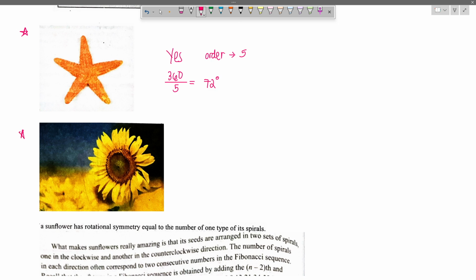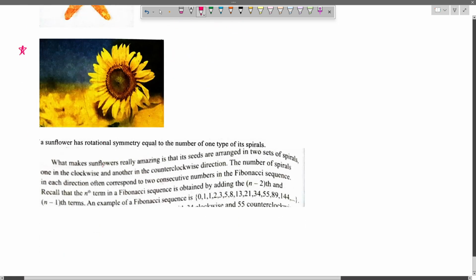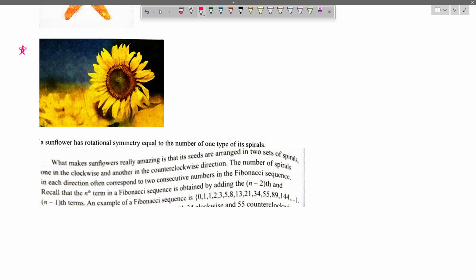Next, we have a sunflower. A sunflower is a very popular flower, especially when we're talking about math in nature. A sunflower has a rotational symmetry equal to the number of one of its spirals. A sunflower has two sets of spirals; its seeds are arranged in two sets of spirals, one clockwise and another counterclockwise in direction. The number of spirals in each direction often corresponds to two consecutive numbers in the Fibonacci sequence.